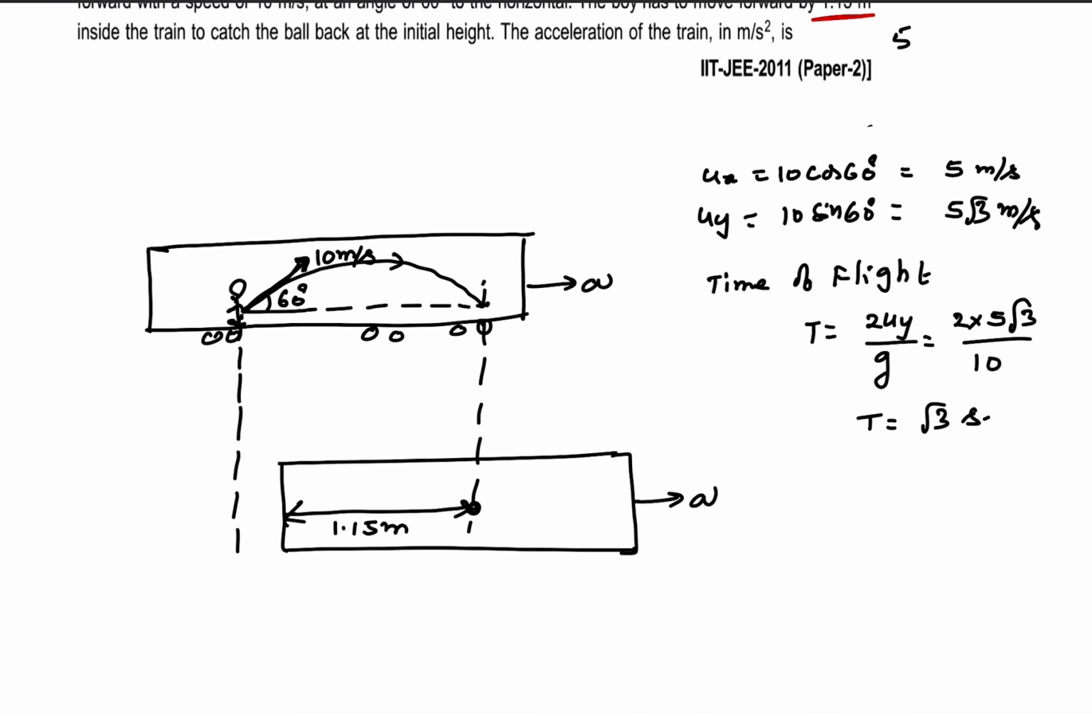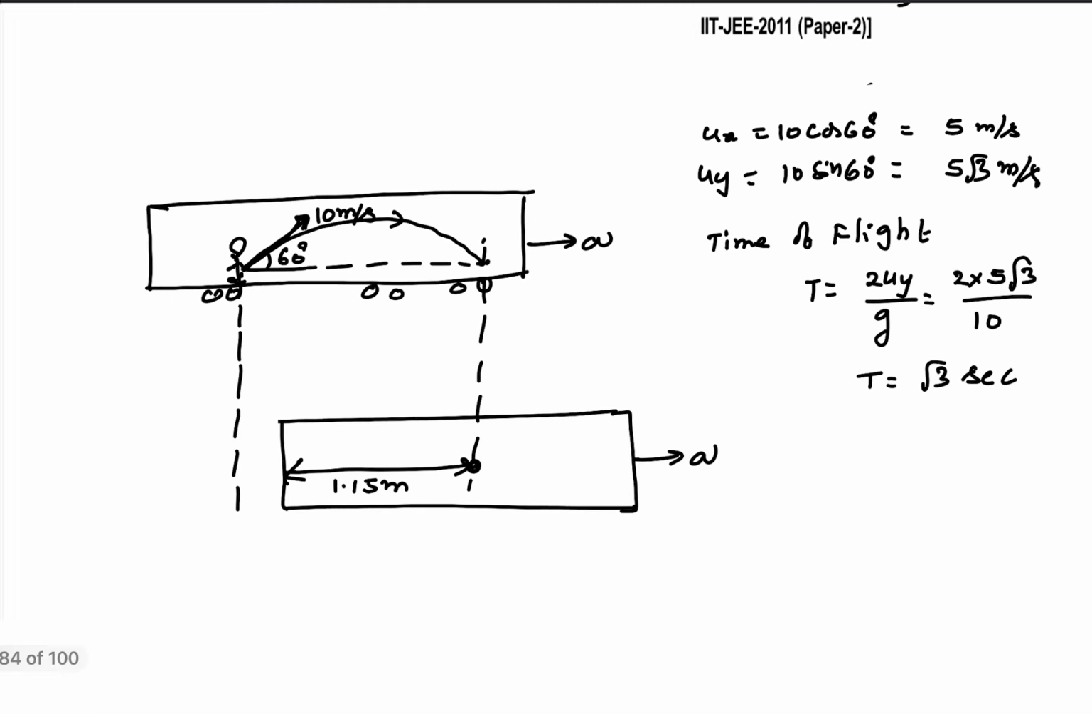Suppose if you take that t value, you will get root 3 seconds. Now you observe that on the ball, whenever this ball is moving from here to here, we can say the ball will experience a pseudo force. This side pseudo force will be acting, m into a. Nothing but whatever acceleration is there, in the x direction minus a is there on the ball, with respect to the train frame.